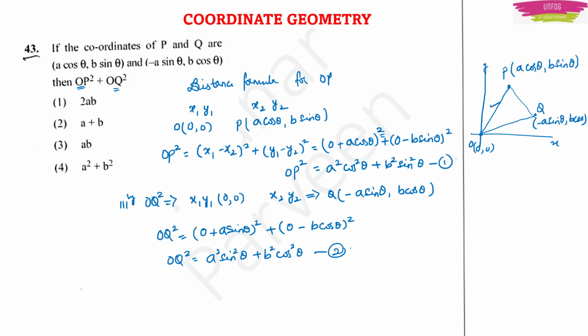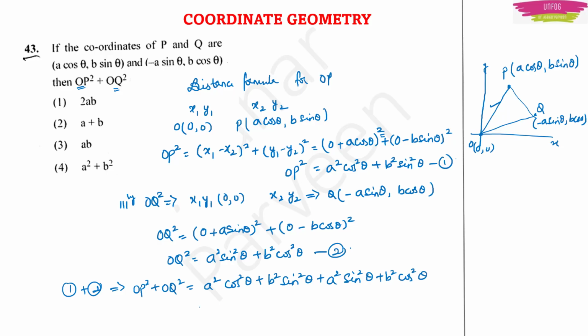This is 2. Now you should add up 1 and 2, right? Then only you will get OP square plus OQ square. So this will be equal to a square cos square theta plus b square sin square theta plus a square sin square theta plus b square cos square theta. So you have to take a square common once so that you get cos square and sin square inside. So you get sin square theta plus cos square theta. And similarly, you take b square common, you will get sin square theta plus cos square theta.